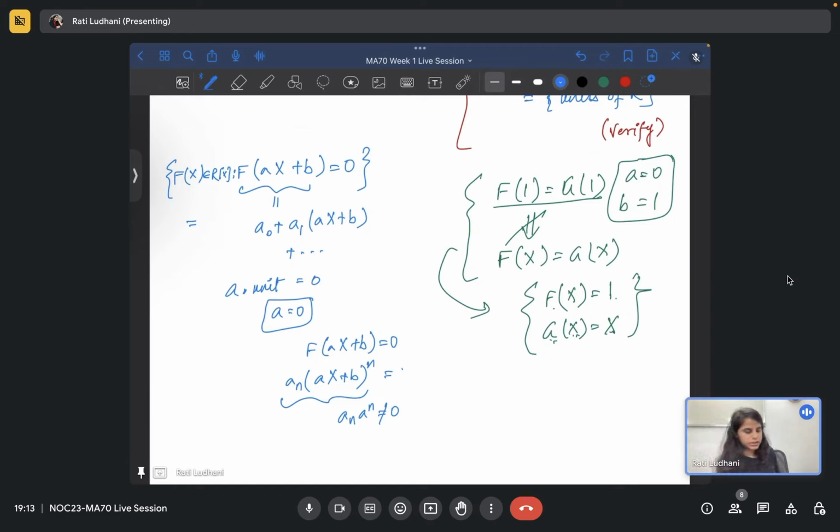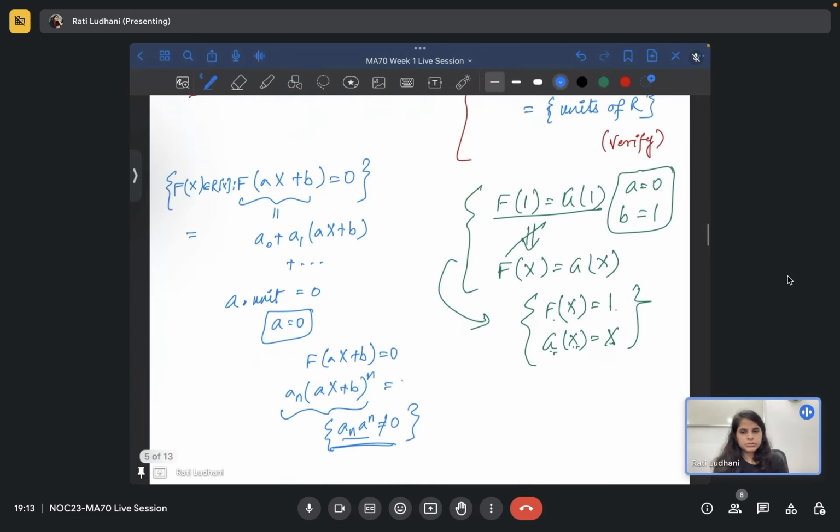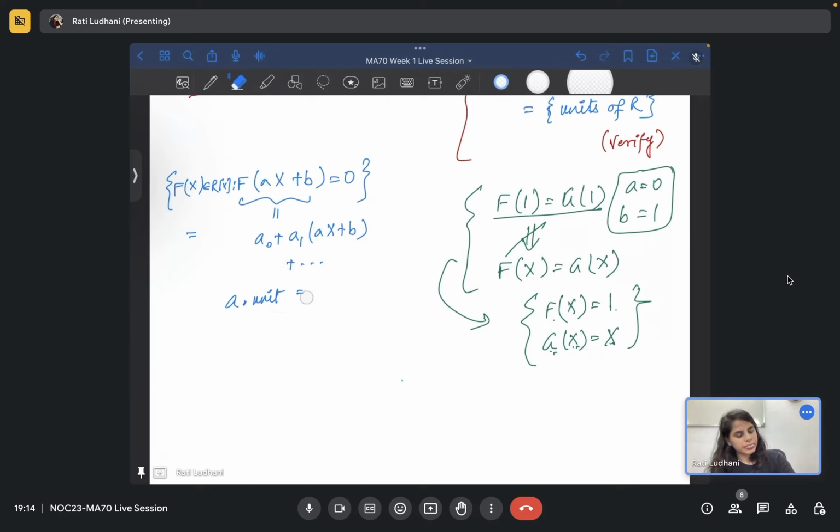So that's what I am saying. You have to use that a is invertible, and exactly as you said, a raised to the power n is not equal to 0. Also note that a is not just a unit. If you just say R[x] is an integral domain, then also you can say that. Yes, exactly. As you give this explanation, this is correct. So what he is saying, you can write it properly if you want.